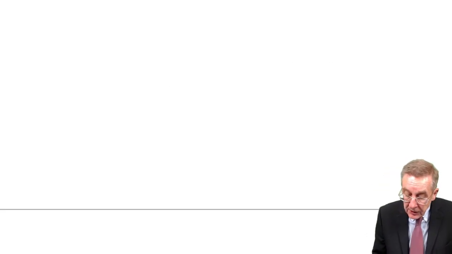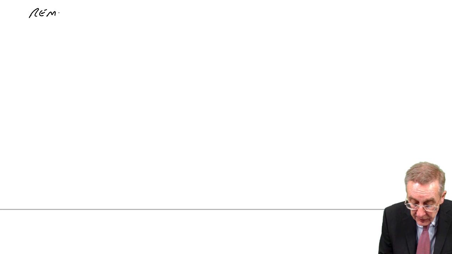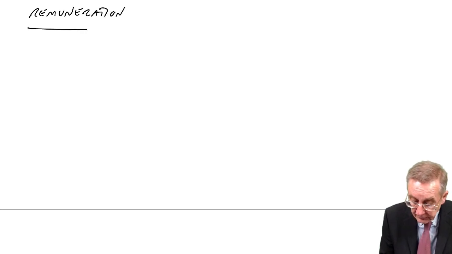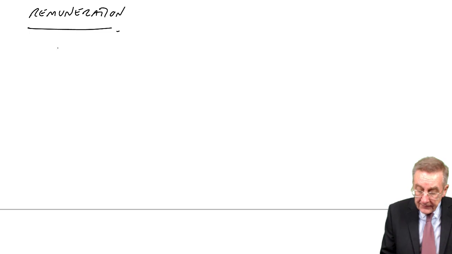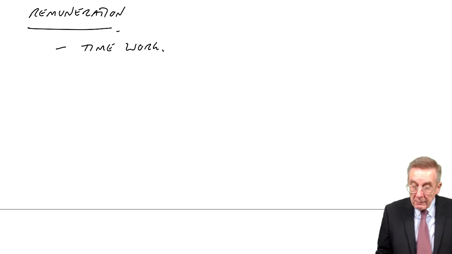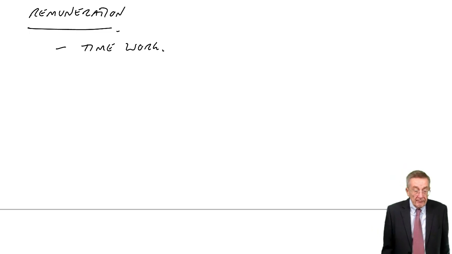Okay, the next section talks about remuneration methods. Remuneration, another word for pay, how we go about paying them. And there are two basic ways you're likely to come across. One, the more likely one, is what we call time work, where they're paid per hour. And look at the example there.